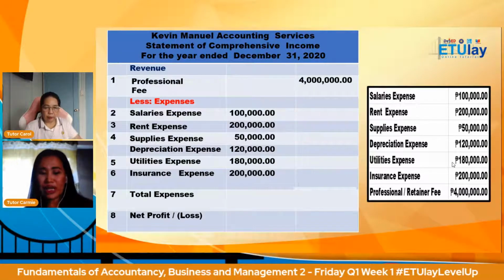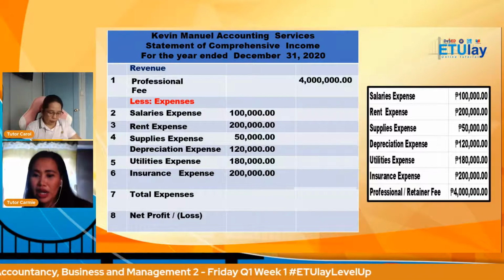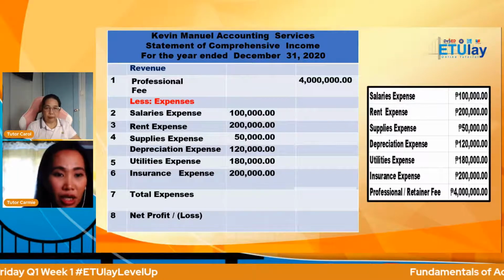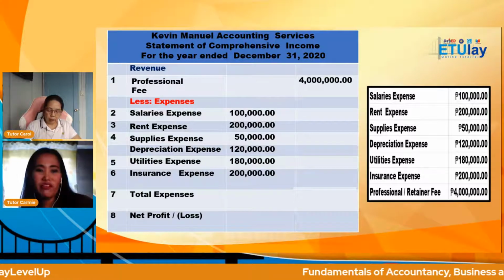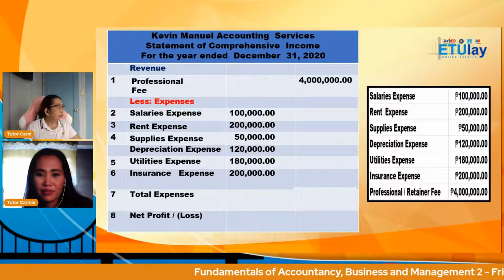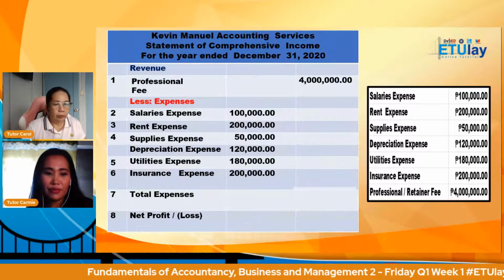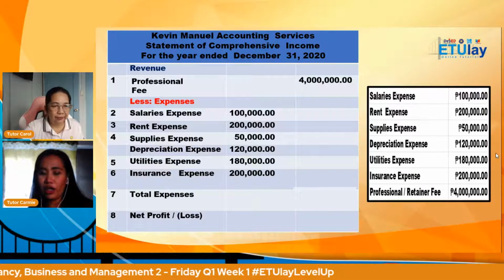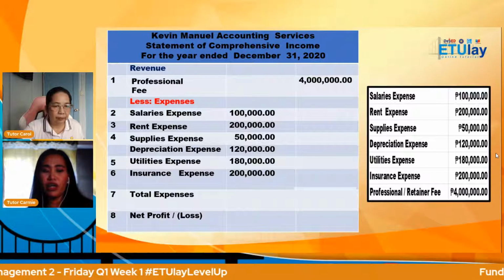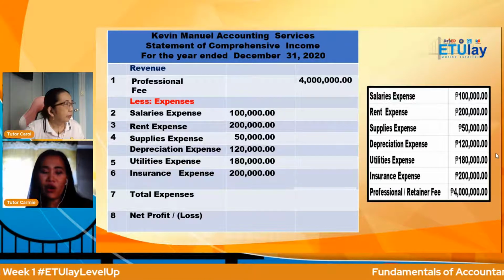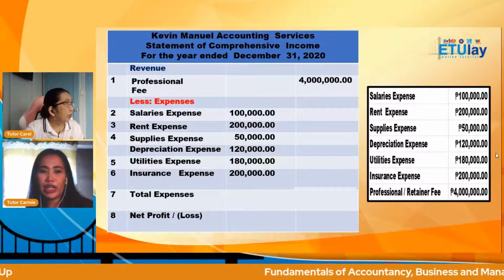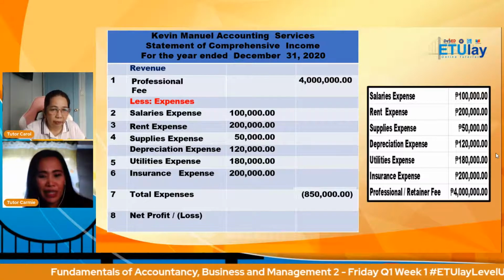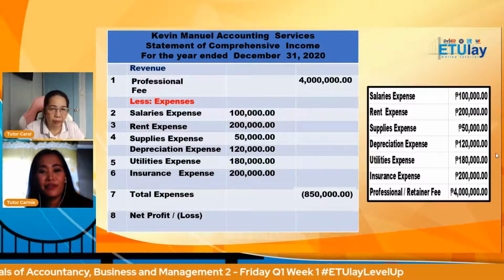Okay, let's have now the total expenses. Let's see how much the total expenses are for Mr. Kevin Manuel's Accounting Services. If you add all the expenses, the total expenses of Kevin Manuel Accounting Services is, do we all have the same answer? It's 850,000.